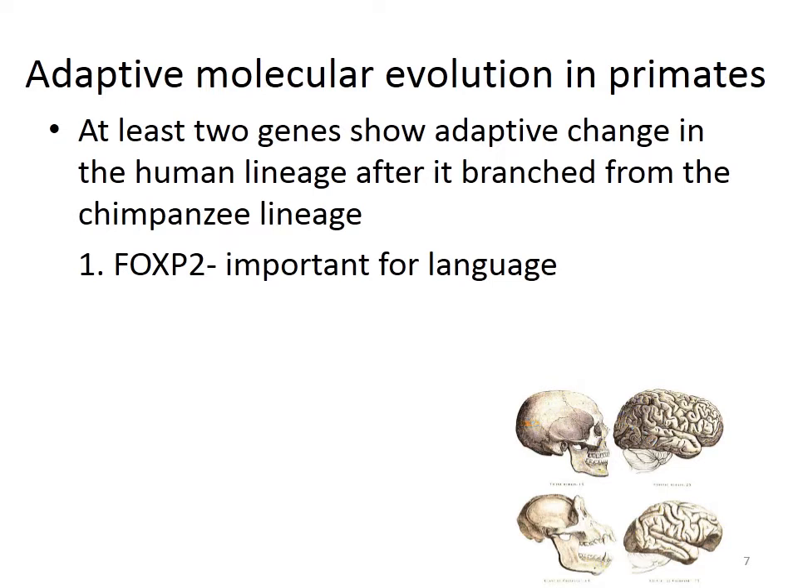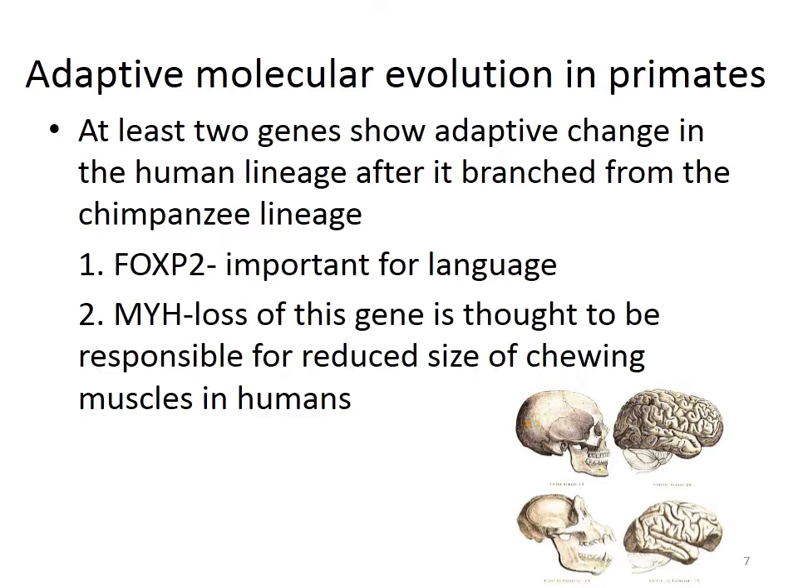So those two substitutions in the last 6 million years in the FOXP2 gene are what scientists believe has made it important for our abilities to communicate, differing drastically from how chimpanzees can communicate through sound and language.